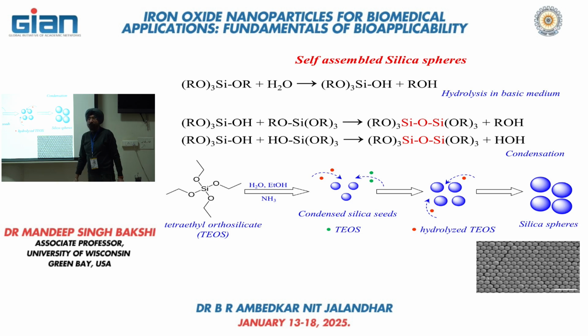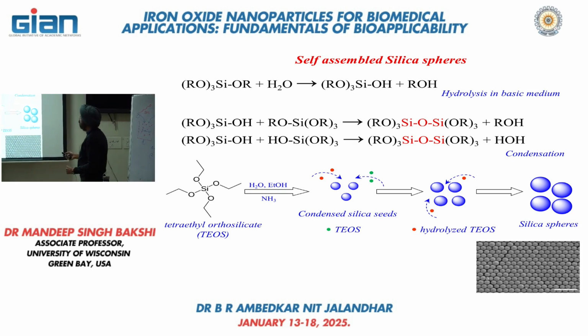What is the meaning of silica spheres? What are they? They are in fact silicon oxide. Their actual composition is silicon oxide and other derivatives, you may say other alkyl groups associated with it. But how are they produced? There are a few reactions which I have shown over here. This is the one, hydrolysis in the basic medium.